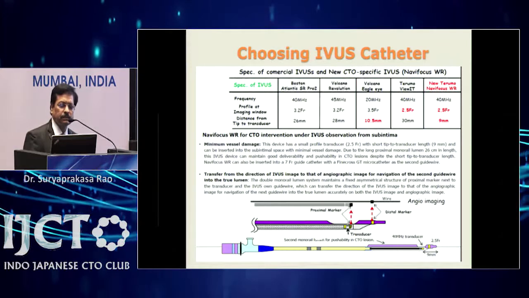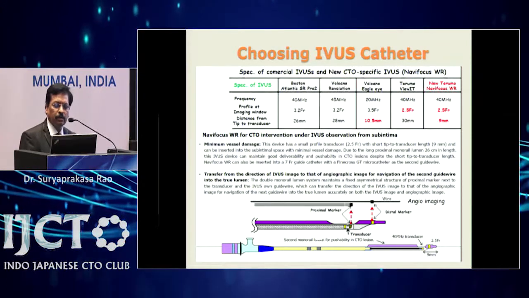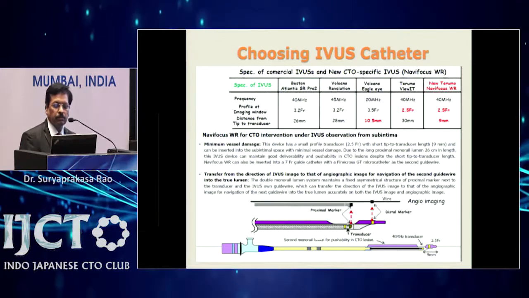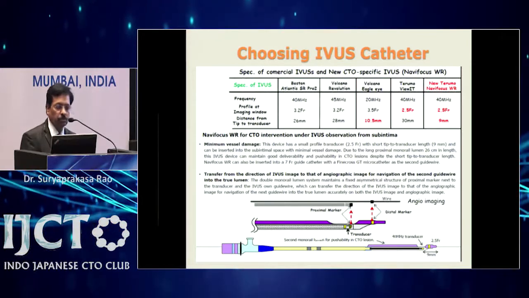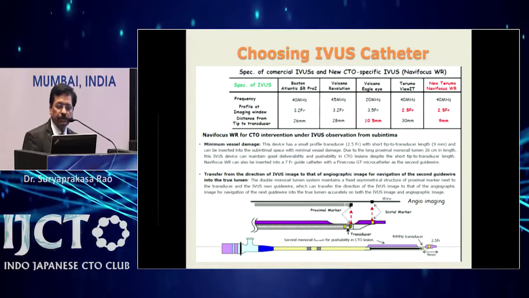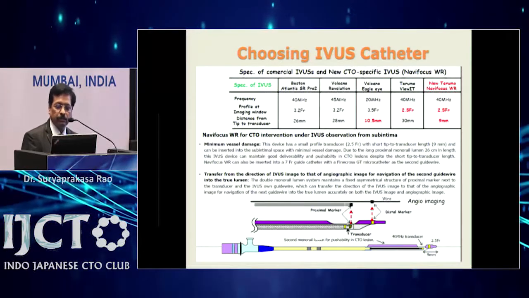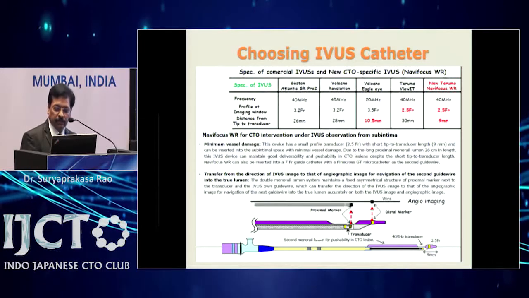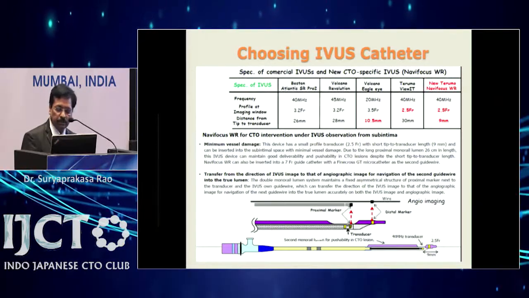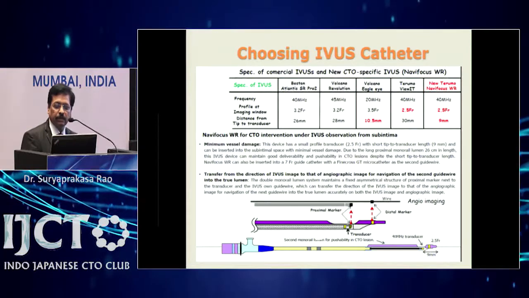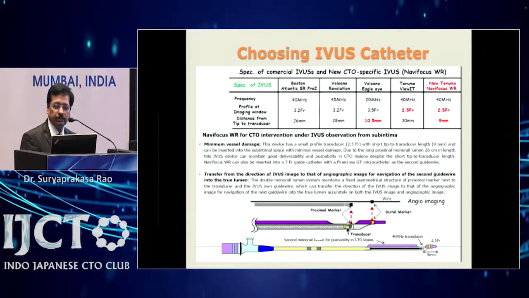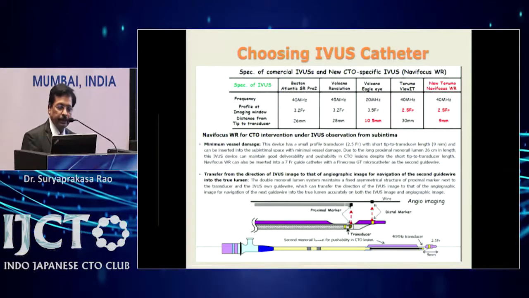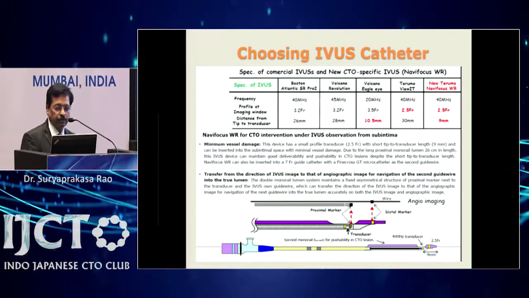Choosing the catheter, there are a number of catheters available, but the Volcano and the Navifocus both are options. Recently Volcano also upgraded their catheters, with the tip to transducer length coming down and becoming low profile. The Navifocus is the ideal catheter for the Japanese, but it is not available with us, and it's 9 millimeter tip to transducer distance. The 40 megahertz is ideal for the CTO operation, very important.